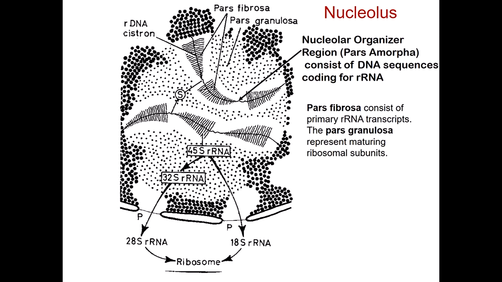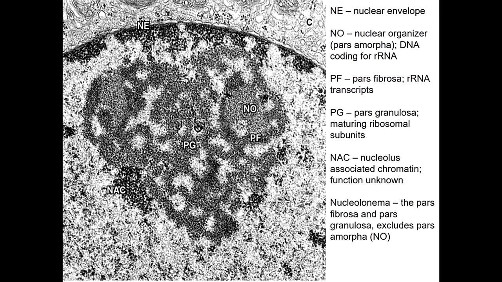Okay, so we've got DNA forming ribosomal RNA, and the mature ribosomal subunits. So then histologically we can see that. We can see the nuclear envelope at the periphery. This is heterochromatin. Here's the nuclear organizing region, which is the pars amorpha. That's the DNA coding for the RNA. We have pars granulosa, so that's the mature ribosomal subunits.